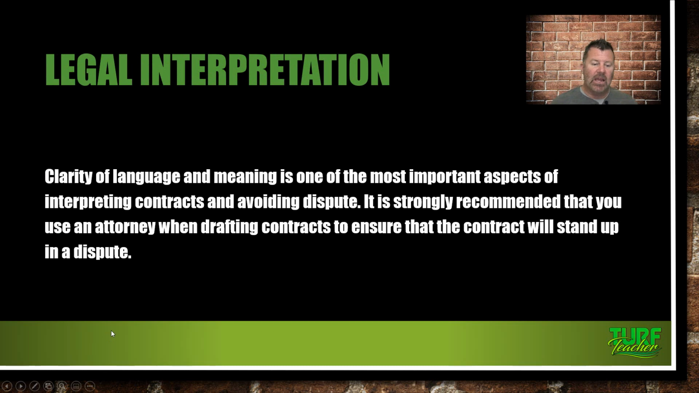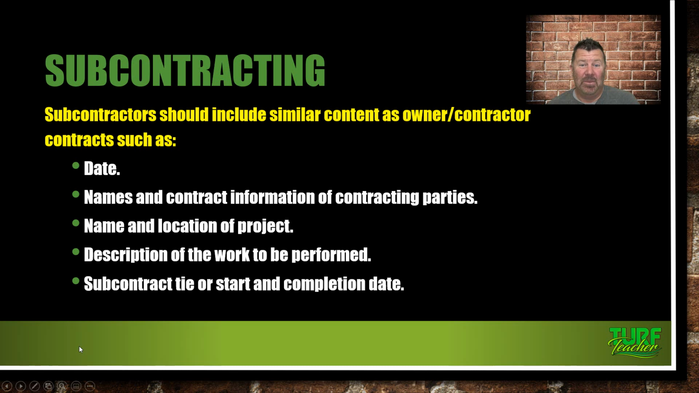Legal interpretation. Clarity of language and meaning is one of the most important aspects of interpreting contracts and avoiding a dispute. It is strongly recommended that you use an attorney when drafting contracts to ensure that the contract will stand up in a dispute. And guys, they can probably get you a generic one pretty good that you can change, like, hey, where the project's at, the amount, and stuff like that. But if you've got certain things that you have to have in your contract, just pay your attorney to do it. Spend the money and protect yourself down the road. I know landscape contractor guys that have an attorney on staff to make sure all their contracts are written correctly.